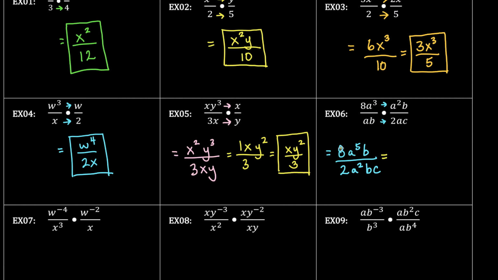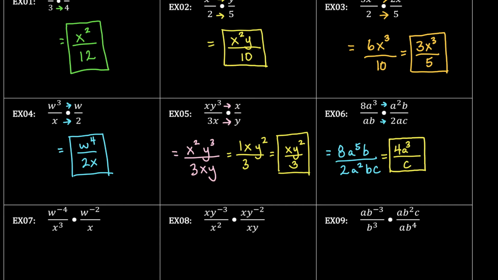So 8 divided by 2 is 4, so I can just leave that as normal 4. There's 5 A's being multiplied on top, 2 on bottom. There's 3 left over on top. There's a B and a B right there, so they're gone. And I end up with C on the bottom.